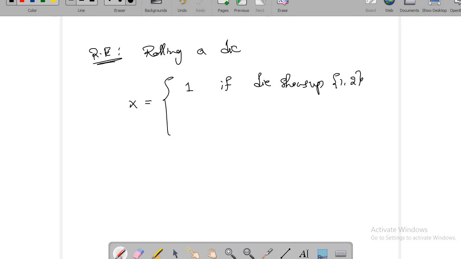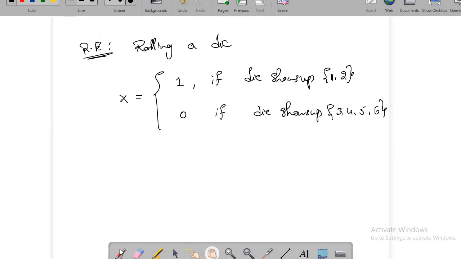1, 2. If it shows up 1, 2, I'll assign the value 1, and I'll assign the value 0 to x if the die shows up 1 among these 4, that is 3, 4, 5, 6. Okay, so this is my random variable. So it is clear that it is a Bernoulli random variable. Now my question is, what is its probability mass function?